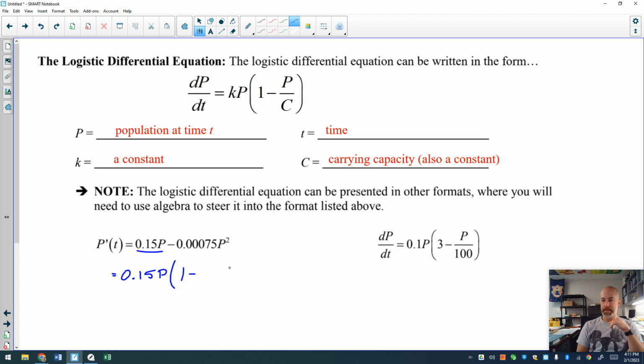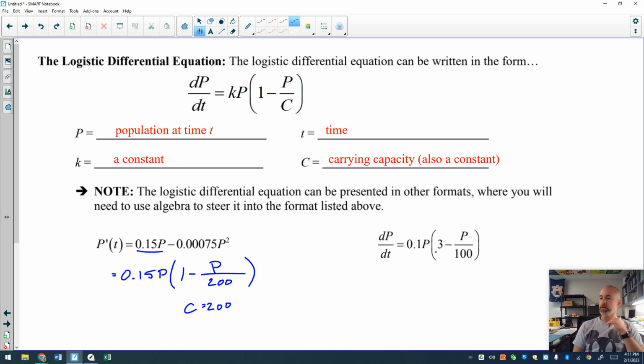I do know that P times another P will give me P squared. And if you happen to divide 0.00075 by 0.15, you get 0.005, which is the same as 1 over 200. And so now I have this logistic model in my preferred format, and I can look at this and very quickly tell that my carrying capacity is going to be 200, which is good to know. There are a lot of questions that if you know the carrying capacity, you can answer almost immediately.